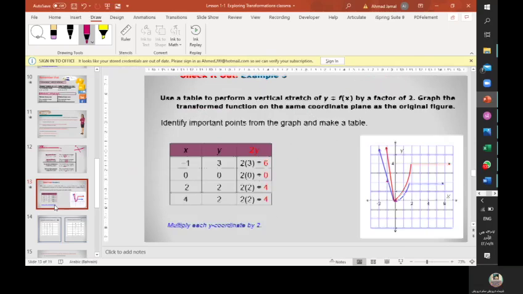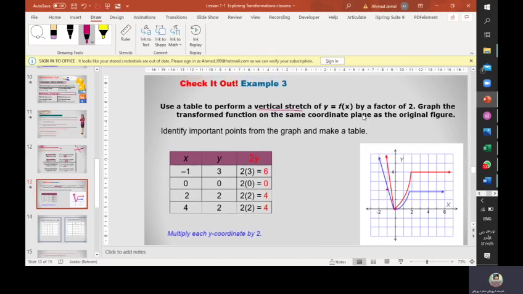So here, if we have the table, vertical stretch, check it out. Check it out 3. Vertical stretch. So I know now vertical, I have a change in the y coordinate by using multiply. Why multiply? Because I have the important word stretch. Stretch means multiply, vertical multiply in y.